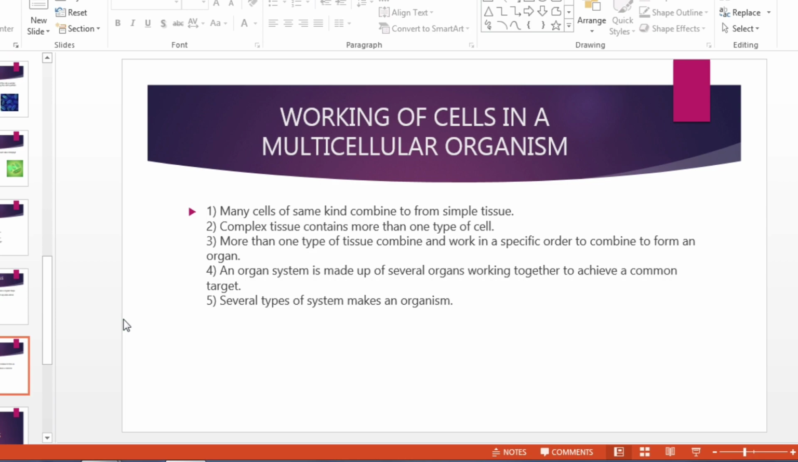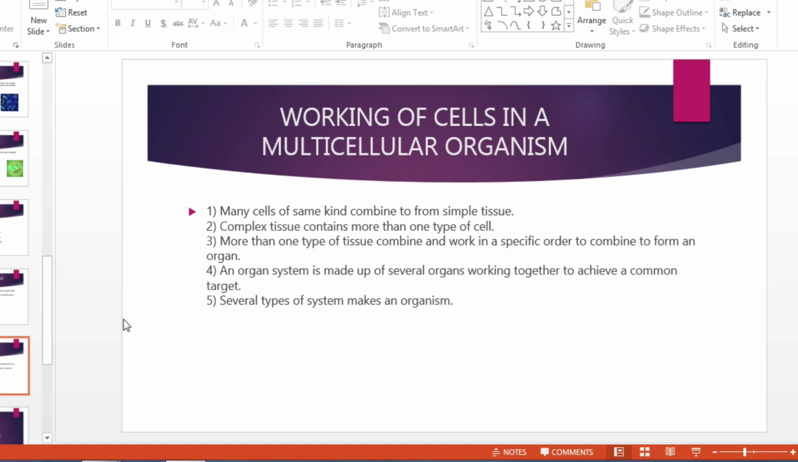So many cells in a multicellular organism will combine together to form a simple tissue. Then more than one type of cell present inside the organism will combine to form a complex tissue. And different kinds of tissue combine together and work in a specific order to form an organ. So in an organ there are multiple tissues connected together and they work in a chronological order to perform their function. Then an organ system is made. So several different kinds of organs combine to achieve a common target, which could be removing waste material from our body.